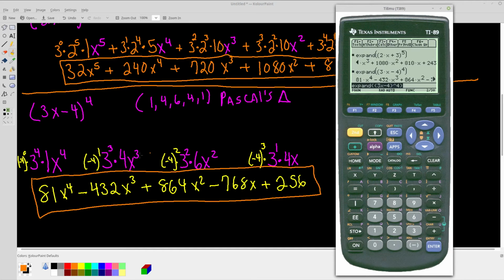All right, let's see if we got this. We got 81x to the 4th, good. Minus 432x to the 3rd, good. Plus 864x squared, good. Ooh, excitement building. Minus 768x plus 256. Well, there you go.